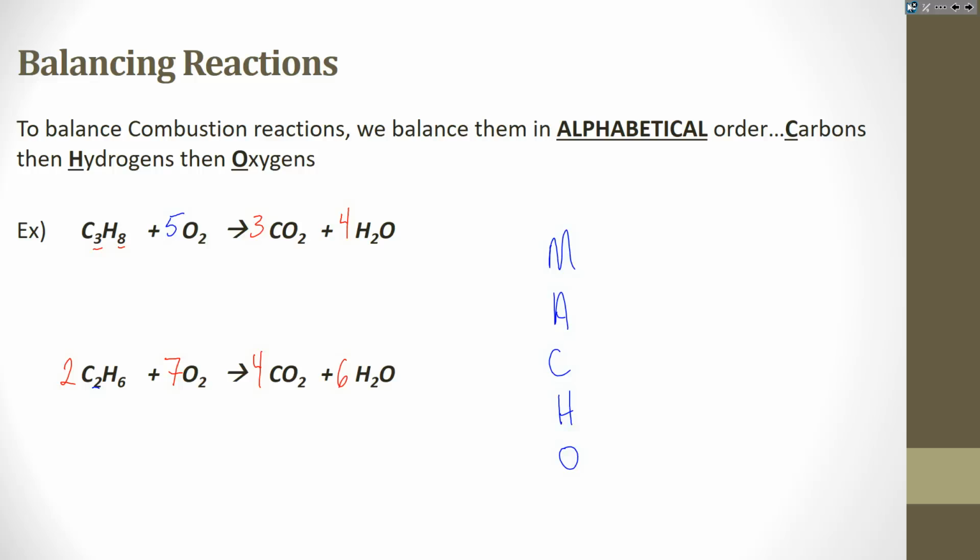If you can remember the word MACHO, this might actually help. You always start with your metals, then your A metals, which we now call non-metals. Then you go to your carbons, hydrogens, oxygens. If you can remember MACHO, you can balance any reaction.